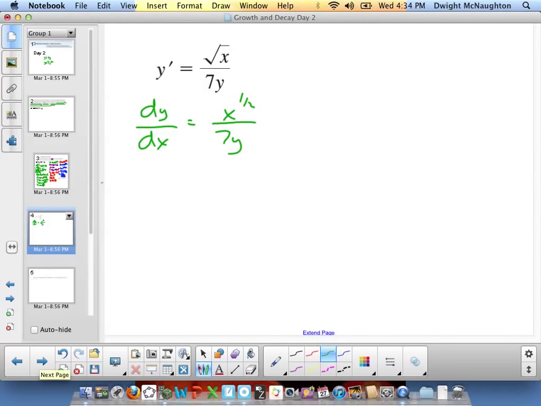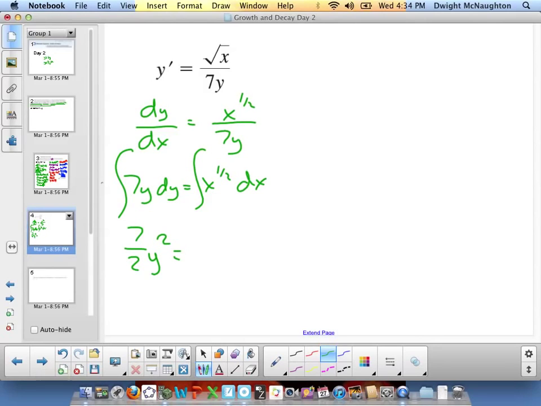We want to get all the y's on one side, all the x's on the other, so we'll multiply. We get 7y dy equals x to the 1/2 dx. Integrate. On the left side, we got 7/2 y squared. On the right side, we got x to the 3/2 times 2/3 plus a constant. Now, there should be a constant on both sides. What I did is I combined them into one constant, just put it on the right.